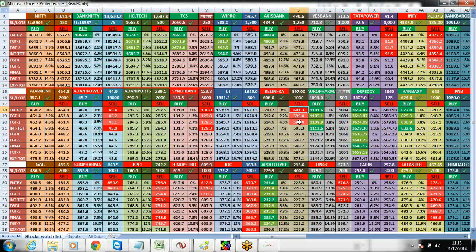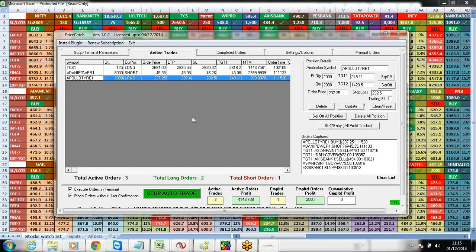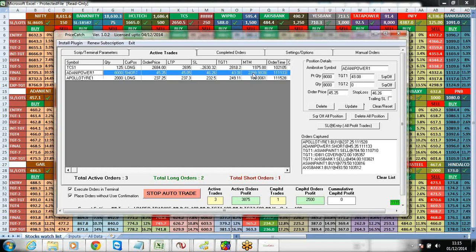So REL Infra, now you can see that it is at 597, 601 was the entry. So BPCL, IOC, Strategy alert, Tata Steel, all these have done their final targets. Now you can exit all these calls. Now BPCL has entered. I had placed this trade earlier. Apollo Tires is what I had entered. Now that has got triggered. Now Adani Power, it got triggered a few minutes back.